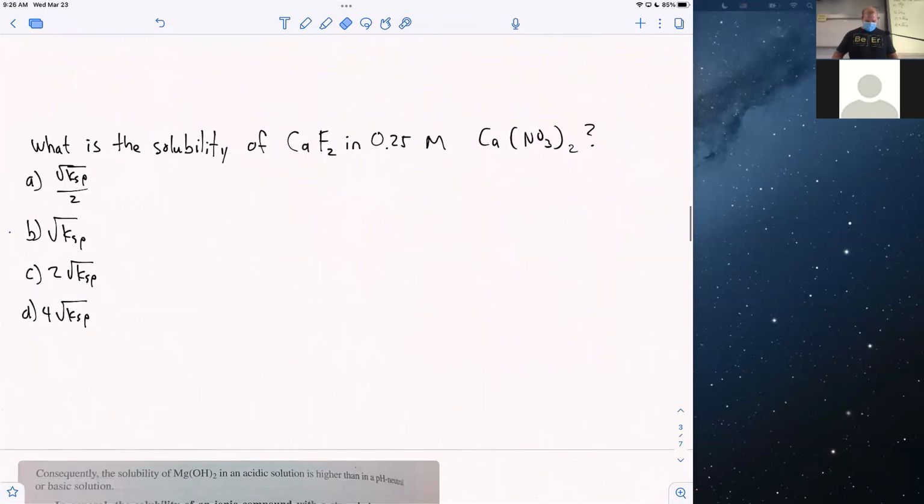Let's see if you can solve this one though. What is the solubility of calcium fluoride in quarter molar calcium nitrate?